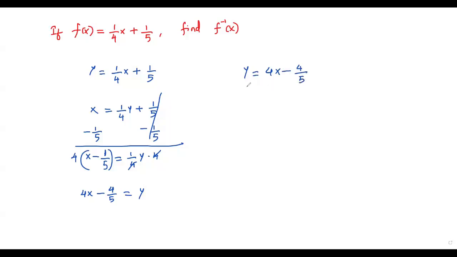So far, we have completed 3 steps. The first step, we replaced f of x by y. The second step, we just switched x and y. In the third step, we solved for y in terms of x. So the final step, that is the fourth step, is to replace this y by f inverse of x. So f inverse of x equals 4x minus 4 over 5. So I got the inverse of the given function.